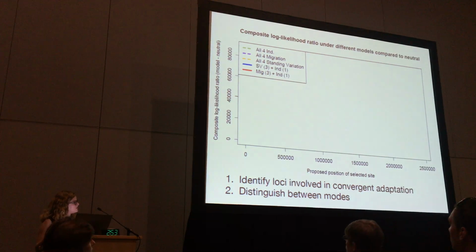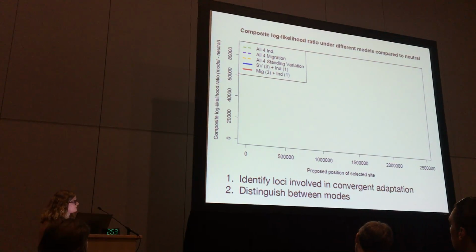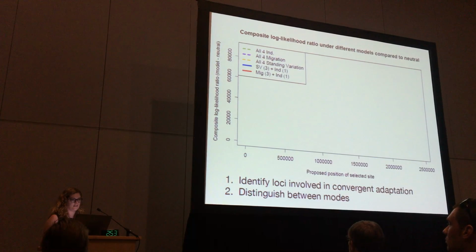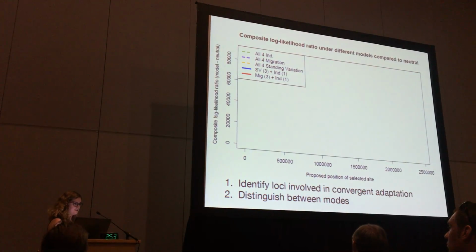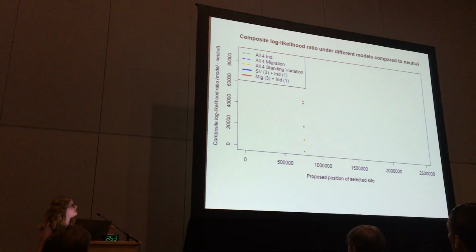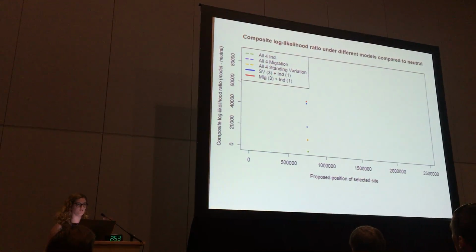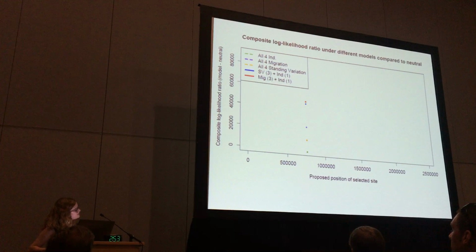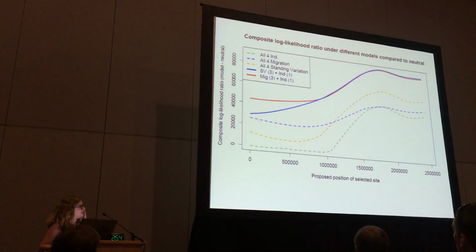And we're also able to distinguish between modes because at the most likely selected site, there can be a model that has the highest likelihood. So again, for a given proposed selected site, what you'll see is five points that correspond to these five convergent adaptation models. And these are the results.